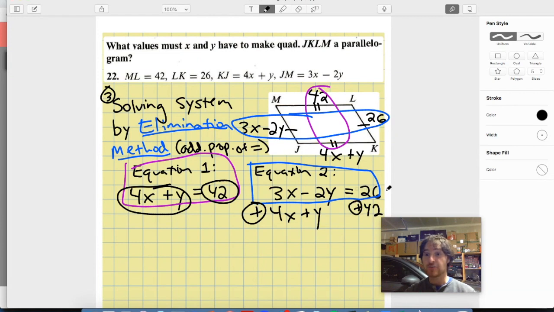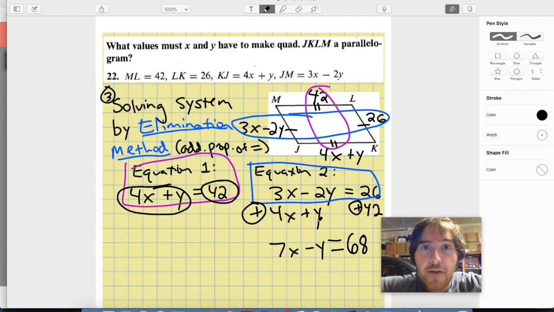I am technically allowed to do this. I'm allowed to manipulate equation 2 by adding 4x plus y to the left side and adding 42 to the right side. And that's going to result in a valid equation. 26 plus 42 is 68. 3x plus 4x is 7x. Negative 2y plus y is negative y right here. So if I wanted to, I could do that. It looks like one of the steps we'll see in elimination in a second, but I wanted to point out that you're allowed to do that with equations.